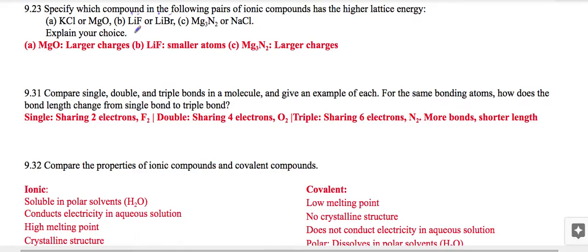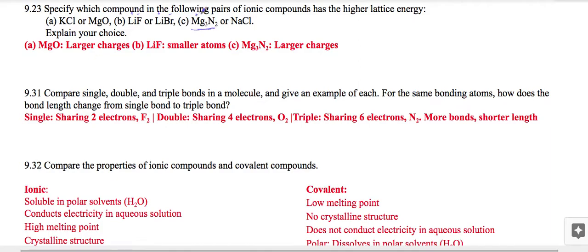And lithium is going to be the same. Fluorine is going to be a smaller atom. Since fluorine is a smaller atom, there's going to be a greater attraction between the two, and so it is going to have the higher lattice energy. Magnesium nitride and sodium chloride, this is an easy one.